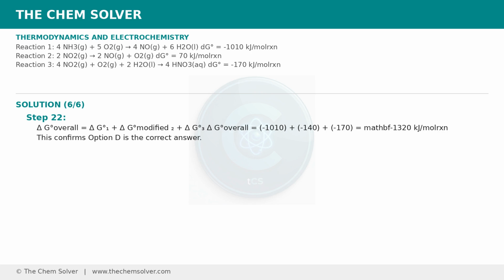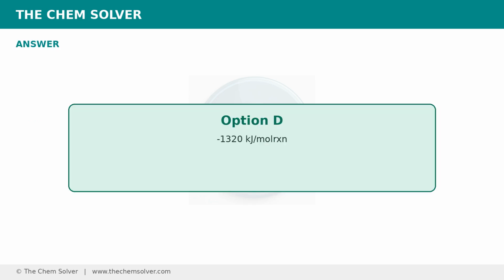This confirms option D is the correct answer. The correct answer is option D, minus 1320 kilojoules per mole of reaction.